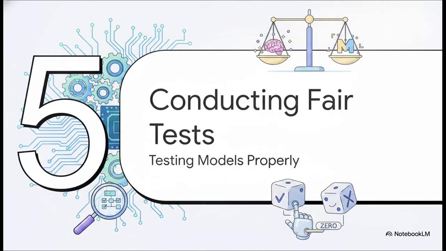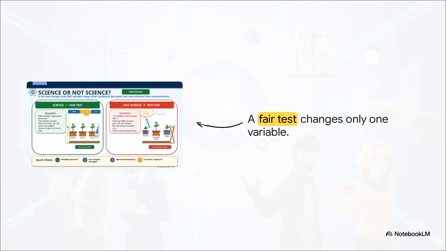All right, our last stop. Section 5, conducting a fair test. Let's say we want to figure out which fertilizer actually helps plants grow taller. In a true scientifically fair test, absolutely everything stays exactly the same. The plant type, the pot size, the soil, the water, the sunlight, all identical. The only single variable that changes is the fertilizer itself. Then we measure the height.